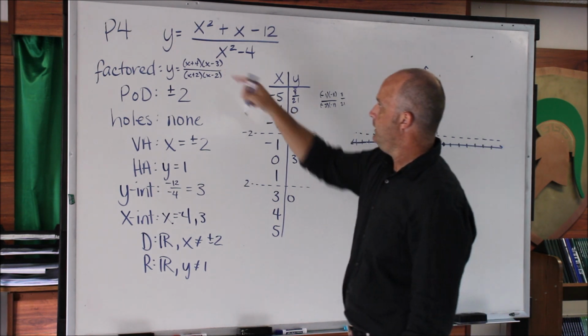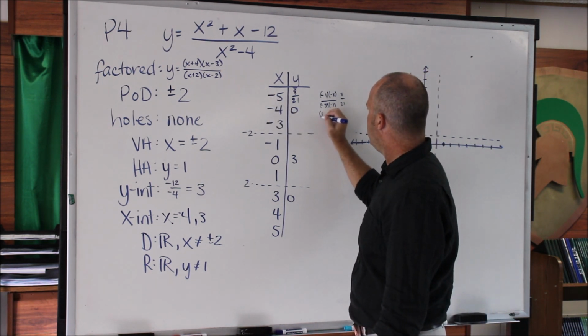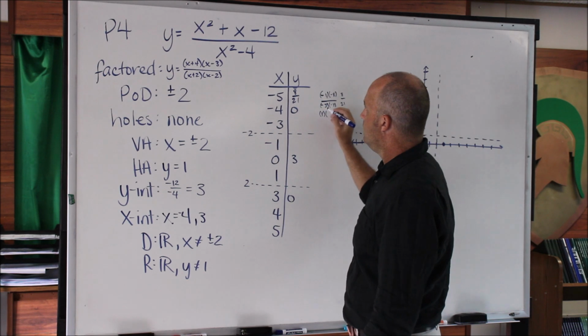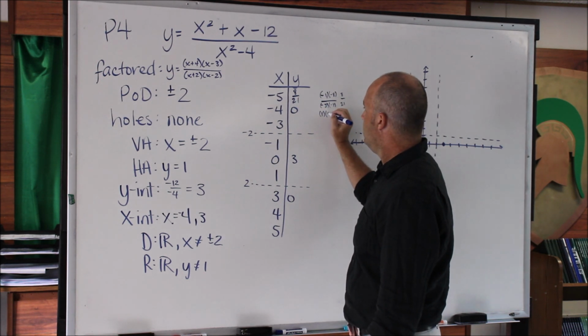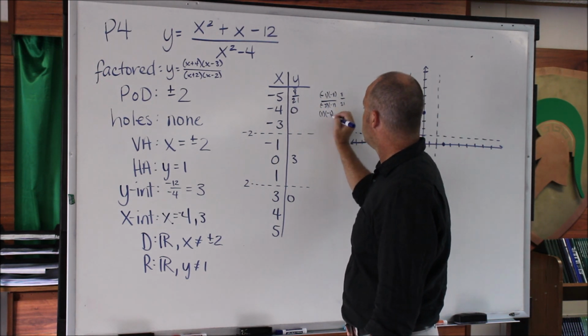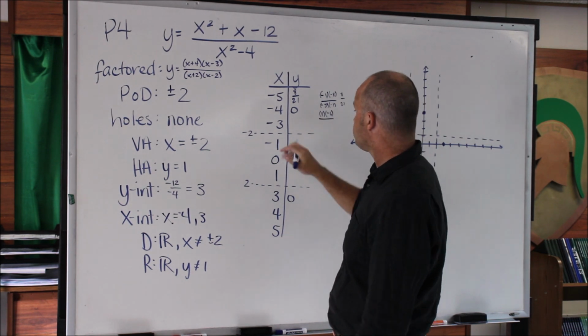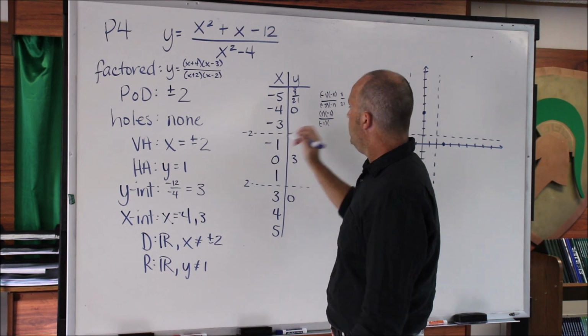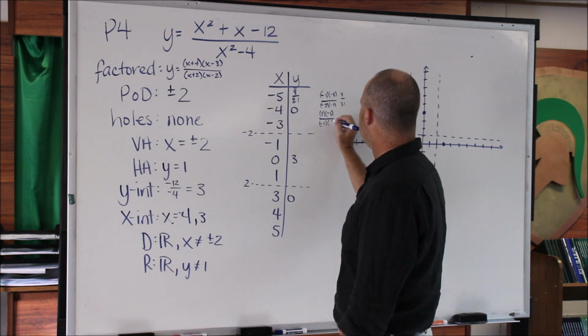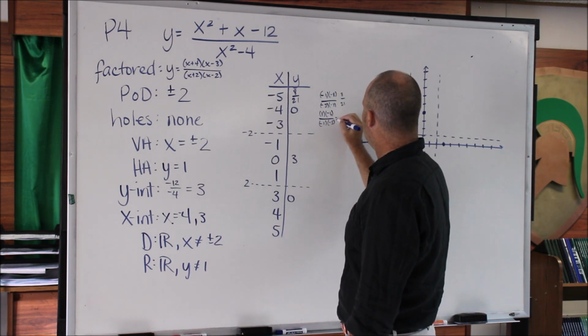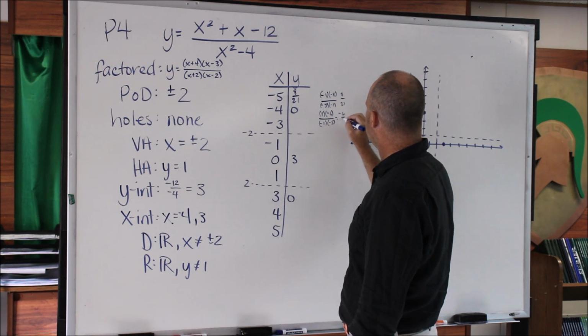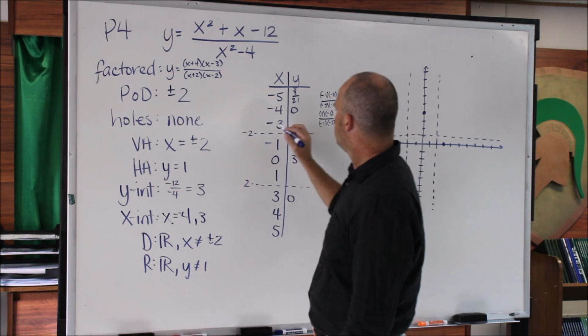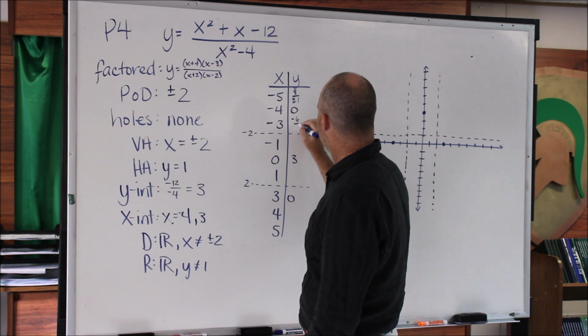Then -3, we would end up with 1 and 0. Or I'm sorry, -6. So 1 and -6 over -3 plus 2 is -1. And -3 minus 2 is -5. So we get -6 over 5. So we'll put that right there.